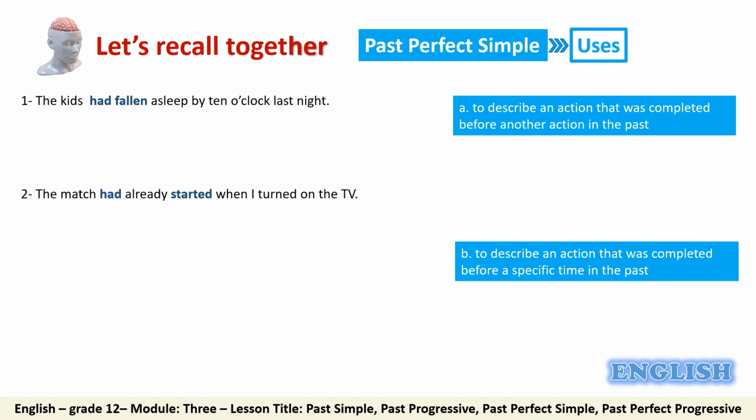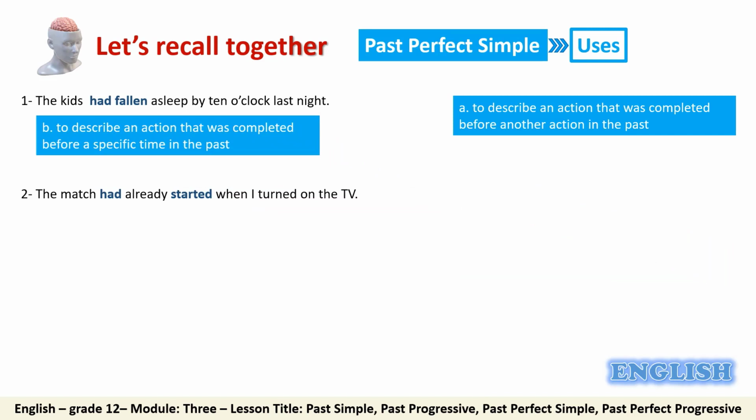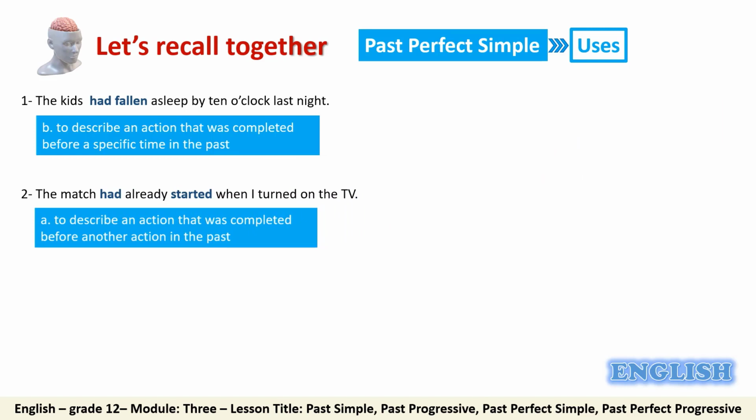Now, please pause this video here and match the sentences with the uses. Well done. Let's see the answers. Sentence number 1. Can you tell me why the past perfect simple is used in this sentence? Excellent. It is used to describe an action that was completed before a specific time in the past. And of course, for the second sentence, the past perfect simple is used to describe an action that was completed before another action in the past.